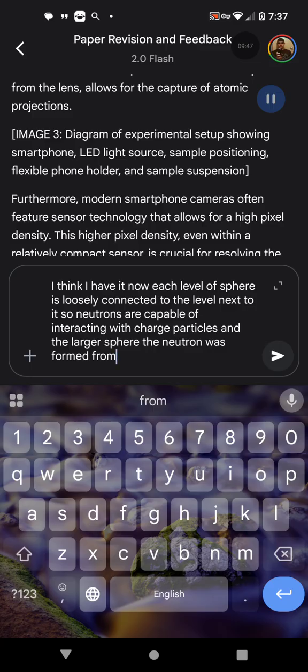When initially positioning the device 3 to 4 inches away from the sample, orbs of light become visible. By carefully panning around these orbs, the orientation of the atomic face can be determined.